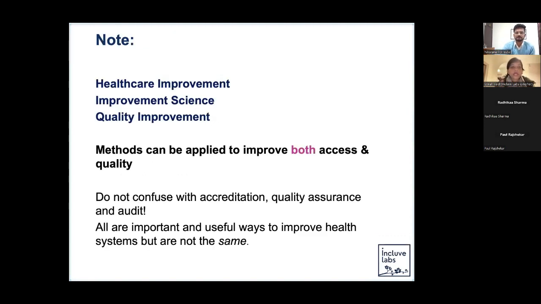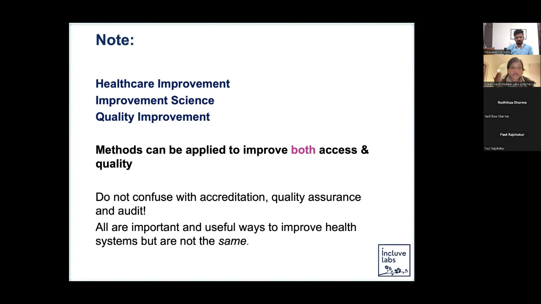Just a note before we end, you'll come across different terms. Most commonly, healthcare improvement, improvement science, quality improvement, these are all okay. Do not confuse with accreditation, quality assurance, and audit. All of these are different methods to improve care, but they are different. Accreditation is not the same as audit. Audit is not the same as quality improvement. Assurance is not the same as improvement.